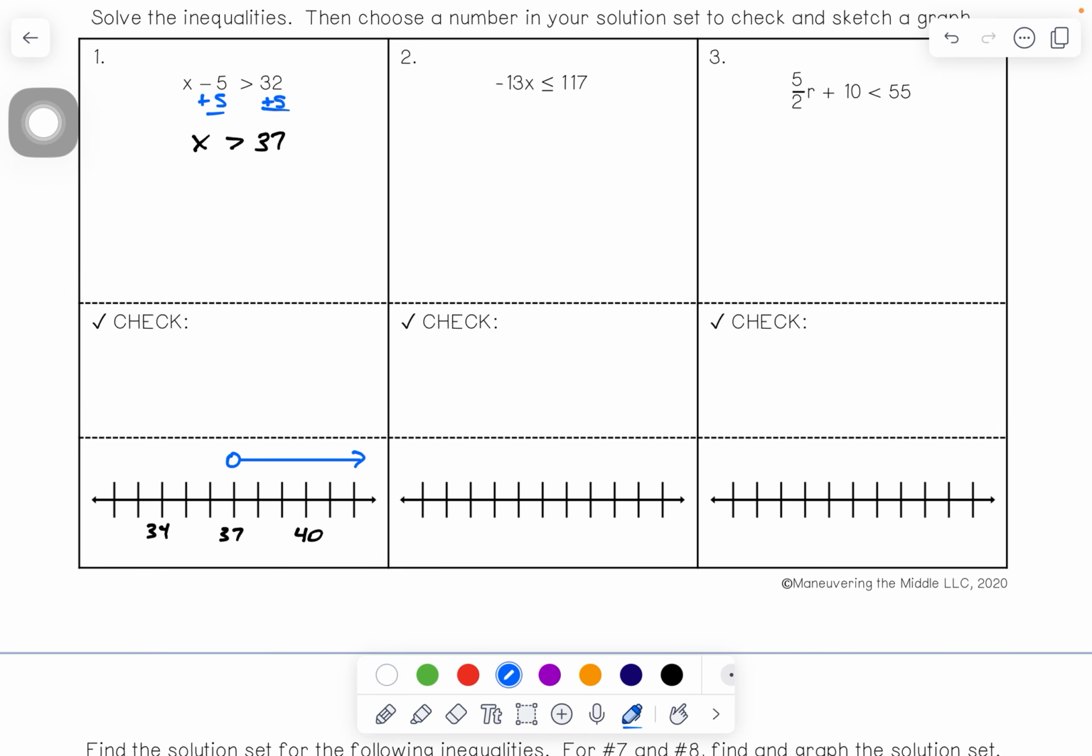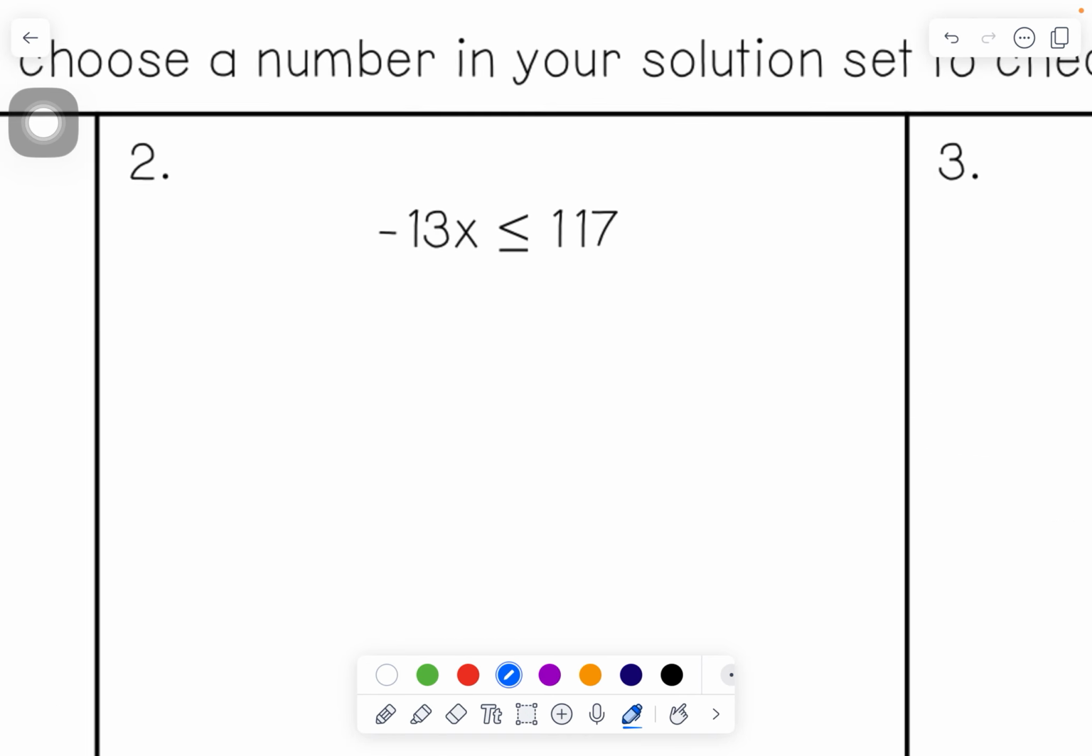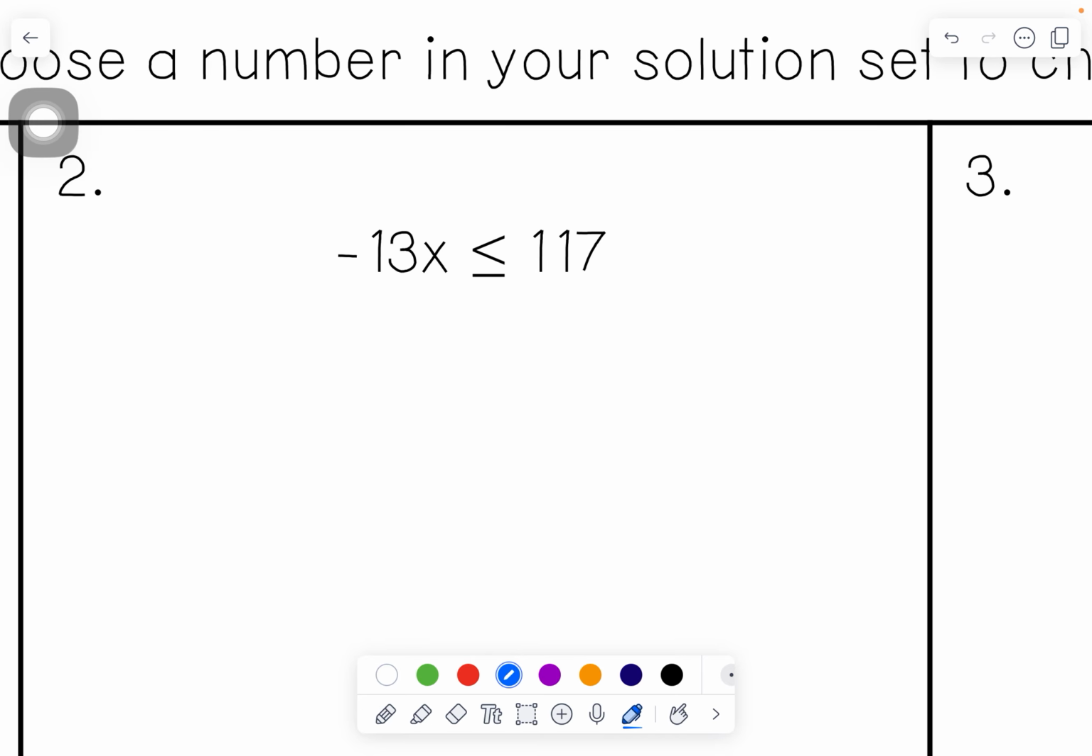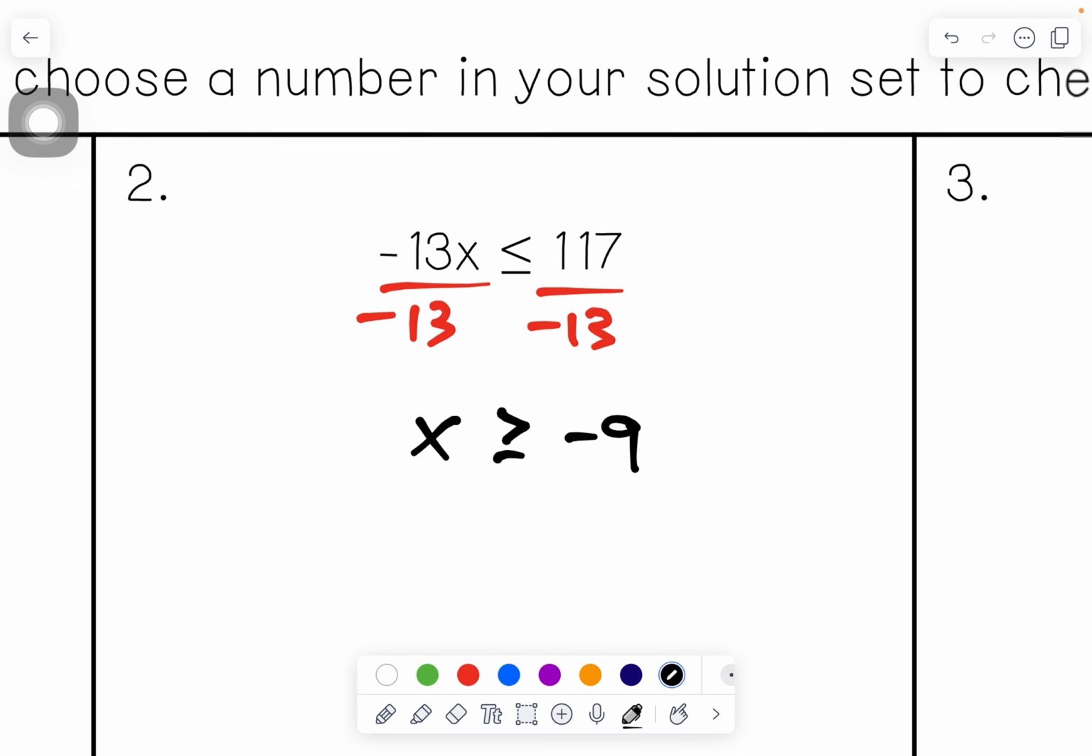Second, I have negative 13x is less than or equal to 117. So I'm going to divide by negative 13, and this is one of those special circumstances. If I divide by a negative, I have to remember to flip my symbol when I rewrite this inequality. So when I write the next step here, I'm not going to have a less than or equal to anymore. I'm going to have a greater than or equal to. 117 divided by negative 13 ends up giving me negative 9.